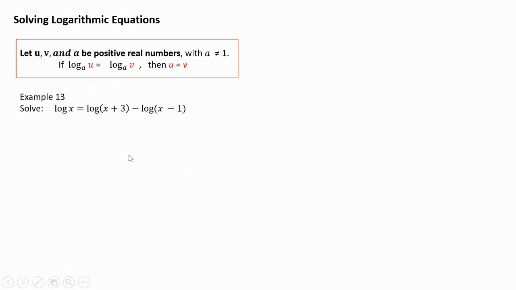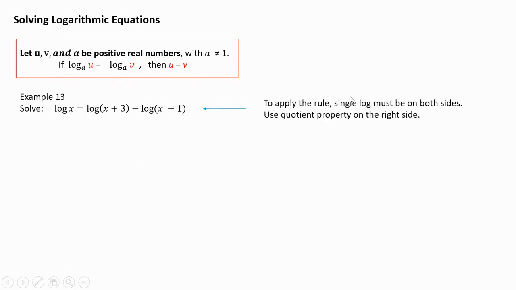Okay, example. I should have used an easier example, but anyway, let me show you this one. If you have log of x equals log of x plus 3 minus log of x minus 1, before you apply the rule, guys, there has to be a single log on both sides. To apply the rule, a single log must be on both sides.